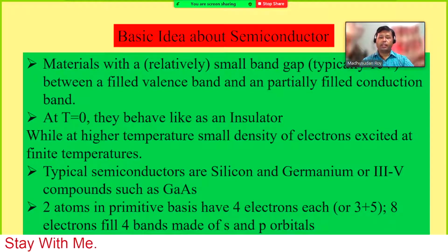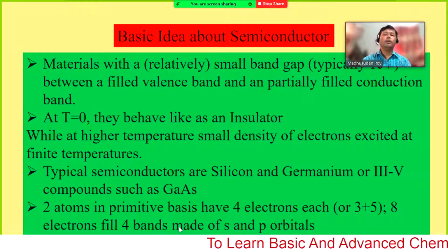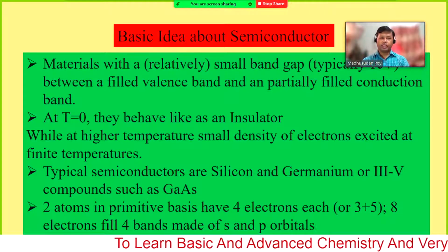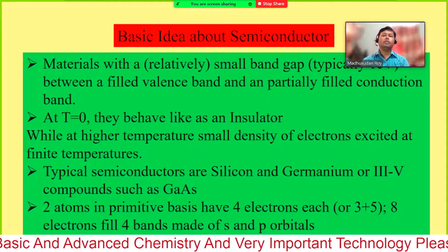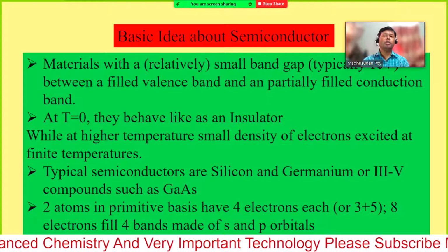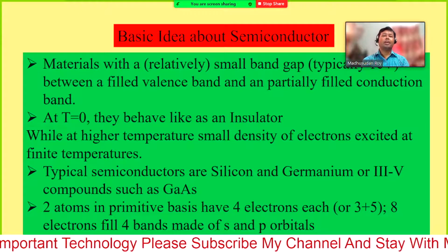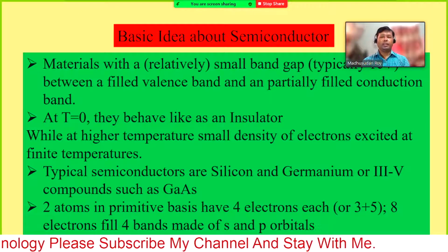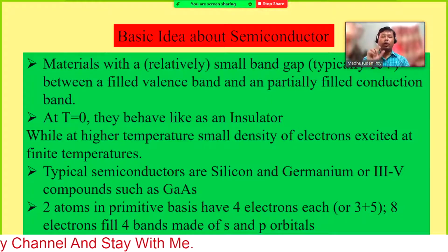Therefore 2 atoms in the primitive basis have 4 electrons each: 3 plus 5 is 8, so on an average you have 4 electrons. Or even in case of group 4 elements or group 14 elements, they already have 4 electrons, so they can share their electrons with 4 other electrons to make the bond. So on an average the semiconductor has 4 electrons, but if you do some doping, it can have 1 electron less or 1 electron more.